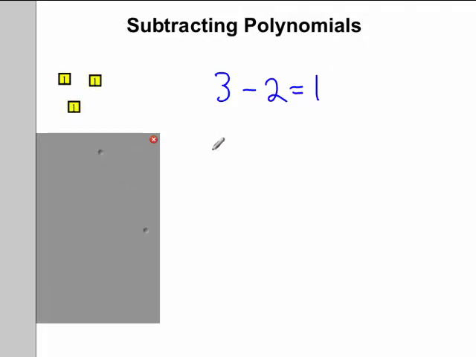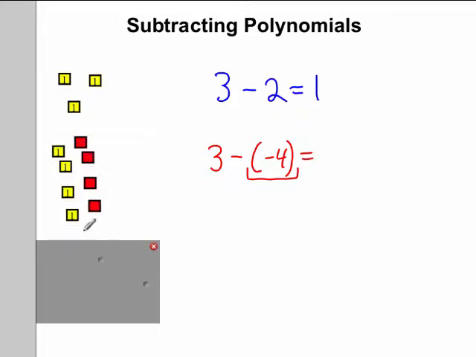But now let's suppose we had 3 and we wanted to take away -4. The problem with the takeaway approach is that I don't have 4 negatives to take away. So I could certainly fix this by introducing 4 negatives and 4 positives, because we know that these together would be 0. And so if I now join these groupings together, this still represents my original 3. But it allows me to take away my 4 negatives. So I'm going to take those away. They're going to magically disappear. And what I have left is 7.